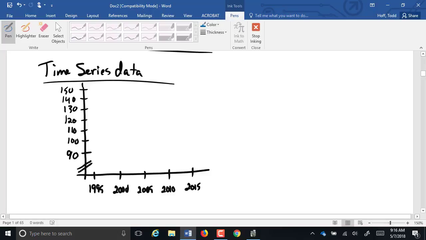So let's say that in 1995, tuition was $99 per credit. In 2000, because of grants and stuff, it was $92 per credit. 2005, it jumped up to 110. 2010, it jumped up to 148. 2015, it dropped to 144.